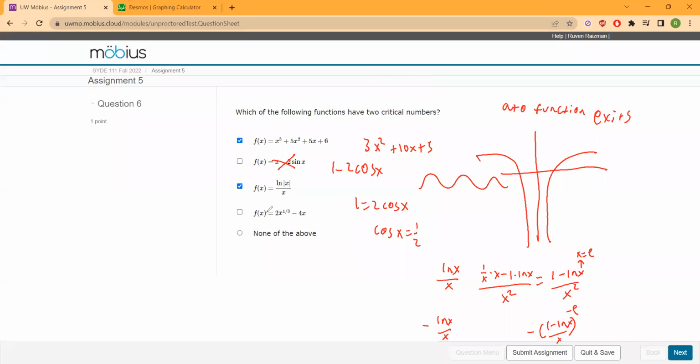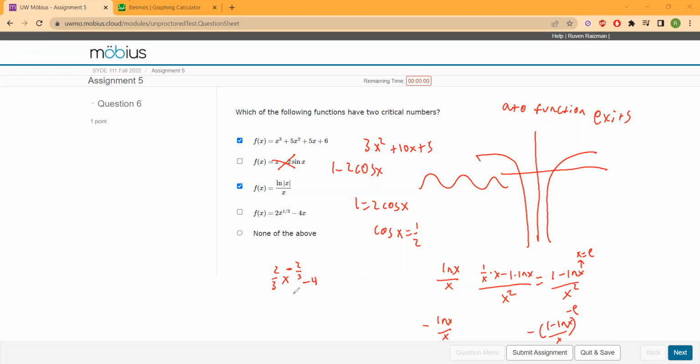Finally, we have 2x to the power of 1/3 minus 4x. Here, if we take the derivative of that, we would get 2 over 3 x to the power of negative 2 over 3 minus 4. And we see that here you will only get one instance of a critical number, because this would only equal 0 at one point, I believe.